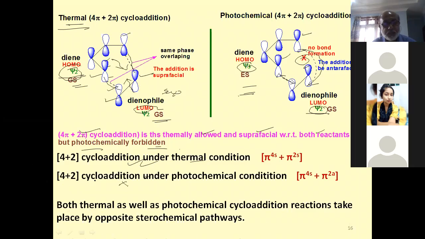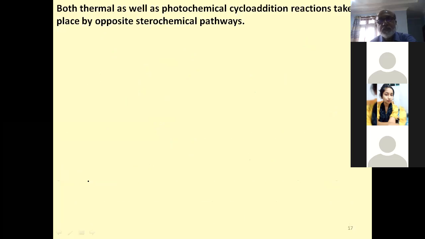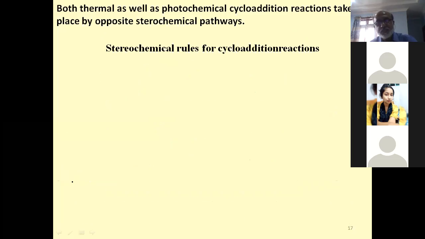So let us come, only 2 minutes left. Both thermal as well as photochemical cycloaddition reactions take place by opposite stereochemical pathways. There are stereochemical rules for cycloaddition reactions.